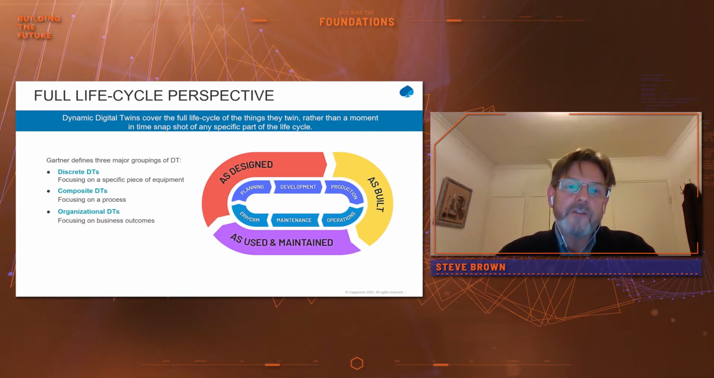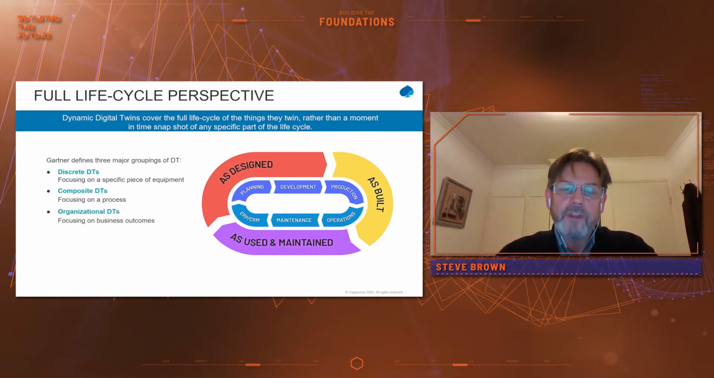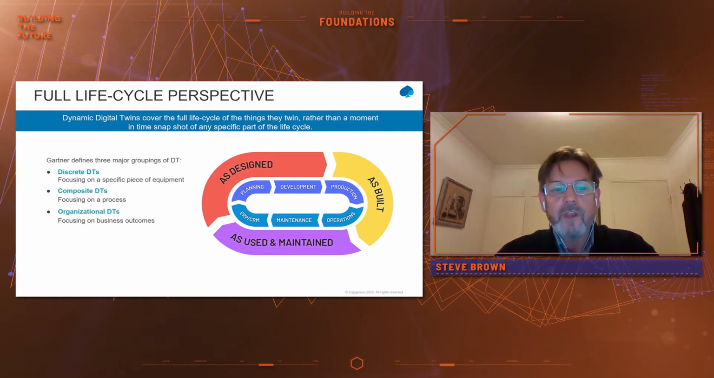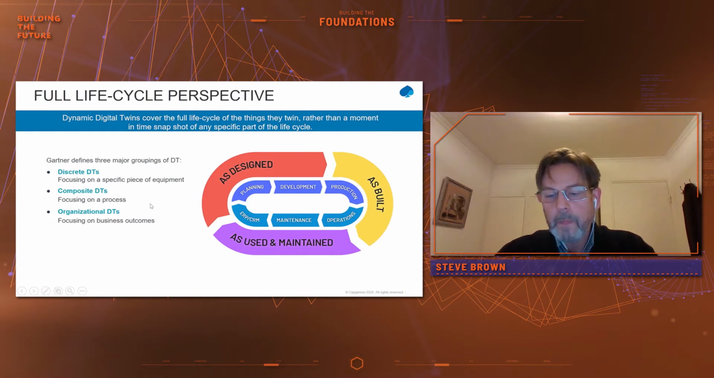Gartner have three interesting groupings of digital twins. They talk about discrete digital twins that focus on assets or collections of assets, composite digital twins from a process perspective, and then organizational digital twins from a business outcome perspective. When we talk about dynamic digital twins, in all of the projects we're going to look at in a minute, we're covering a bit of each of those and bringing them all in as part of the dynamic digital twins I was talking about. So it includes all of those things.